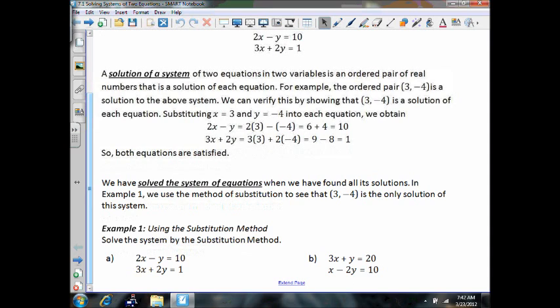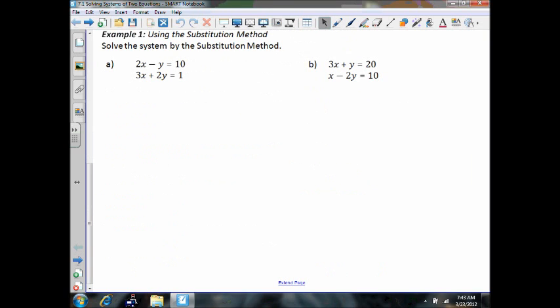Now, we solve the system of equations when we find all of its solutions. In example 1, we're going to use the method of substitution to see that 3, -4 is the only solution of this system. That will be example 1a. Generally, when you use this method, you want to use the equation that's easiest to solve for one of the two variables, either x or y. So we're going to choose the first one here and solve it for y. I'm going to add y to the other side and subtract 10 over here. So really, 2x minus 10 will equal y.